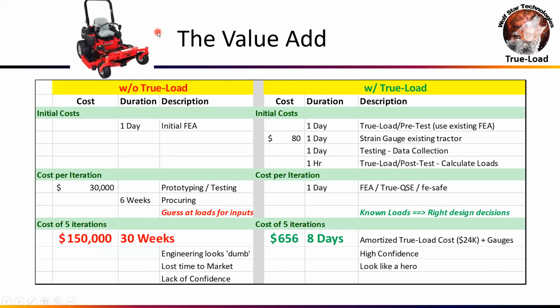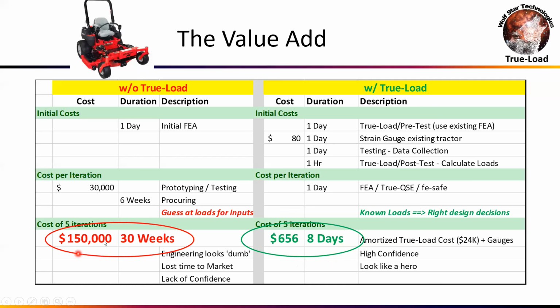And when we talked to these guys about it, they said, you know what, if they had to do this problem without TrueLoad, it costs them about $30,000 for every time they prototype parts and do the testing. It takes them about 6 weeks to do the design and procurement, and they're guessing at each step of the way for each design iteration. So if we did 5 design iterations, well, that's $150,000 in 30 weeks. And we did our whole project here in basically 8 days and under $1,000 worth of material, okay?